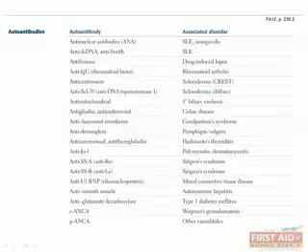This is a moderate yield topic, and a nice way to pick up some extra points on your boards. I won't go through and read them all to you, but I will recommend you spend some time memorizing these associations, then test your knowledge with the workbook.